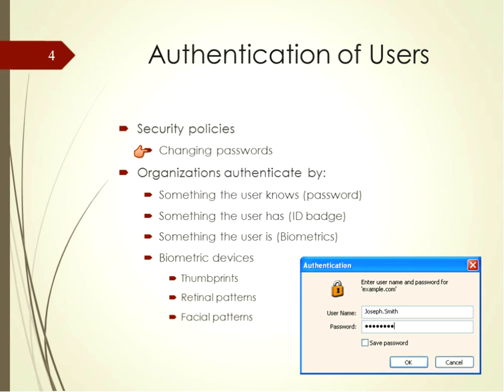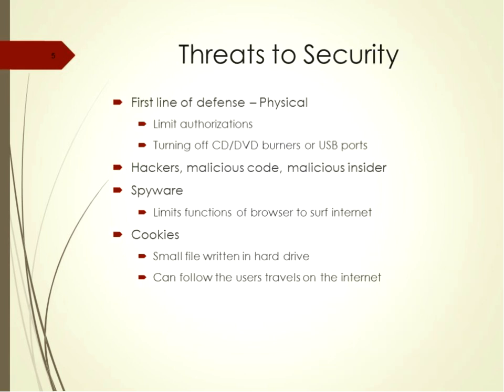The second area of authentication is something the user has, such as an ID card. ID cards can be magnetic, similar to a credit card, or have a radio frequency identity chip embedded into the card. The last area of authentication is biometric. Devices that recognize thumbprints, retinal patterns, and facial patterns are available. Depending on the level of security needed, organizations commonly use a combination of these types of authentication.